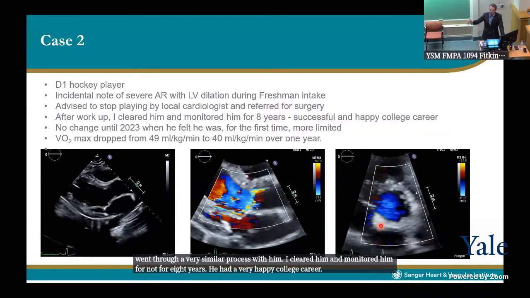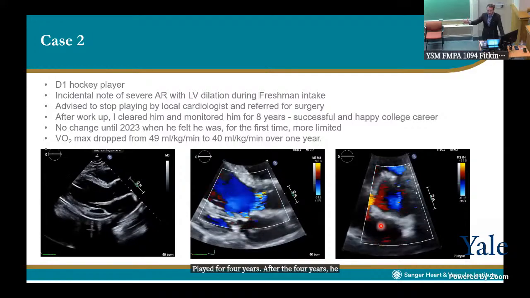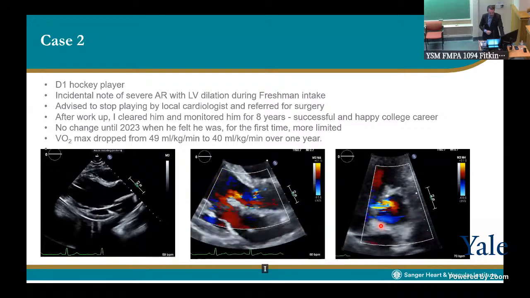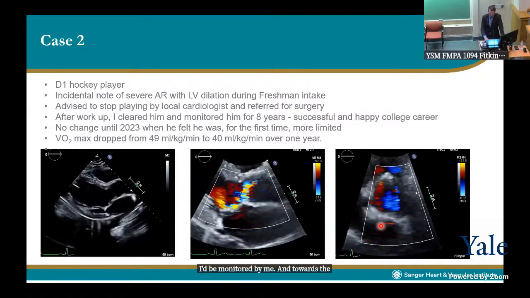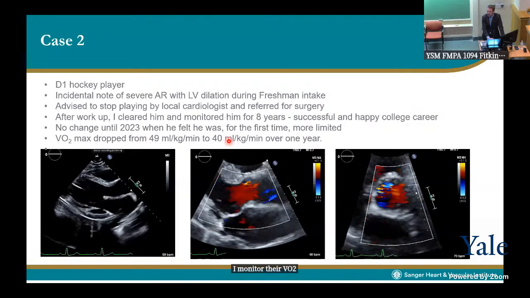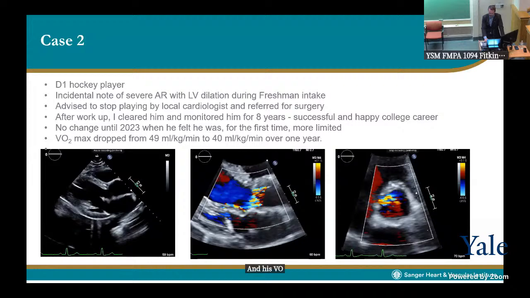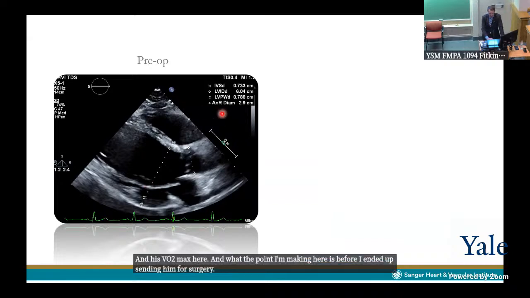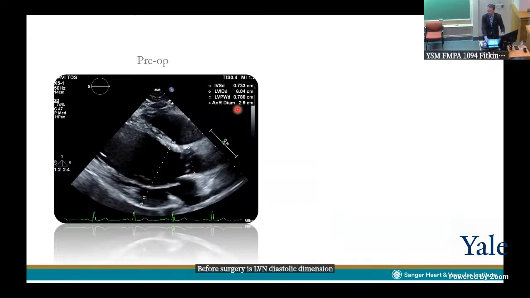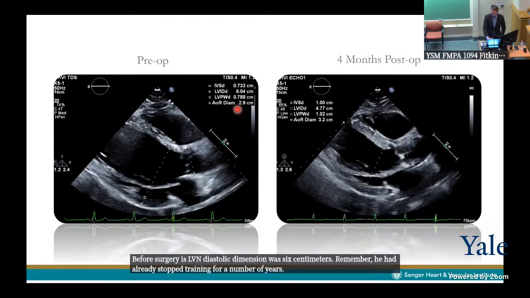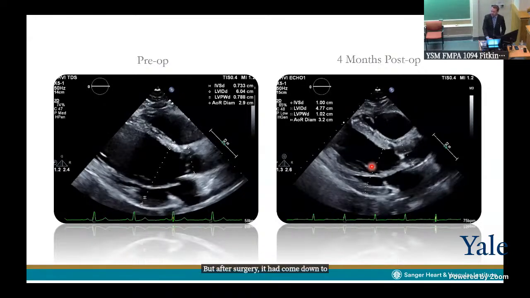Played for 4 years. After the 4 years, he got into business, and he basically stopped exercising. He continued to come down and be monitored by me. And towards the end, he started to feel he was developing some symptoms. I monitored his VO2 max, and there was quite a dramatic drop in his VO2 max here. And the point I'm making here is that before I ended up sending him for surgery, his LV end diastolic dimension was 6 centimeters. Remember, he had already stopped training for a number of years, but after surgery, it had come down to 4.7 centimeters, and that was just 4 months later.